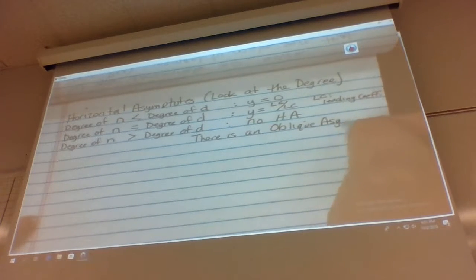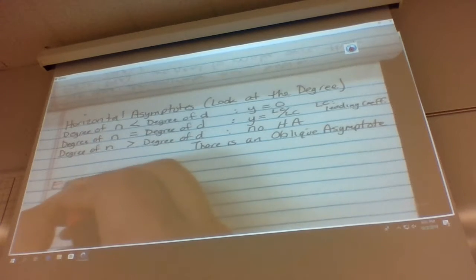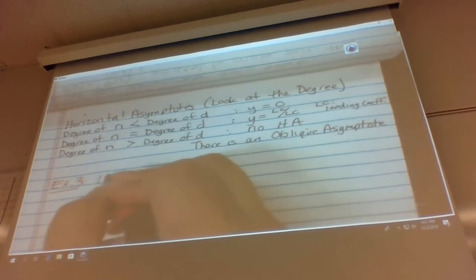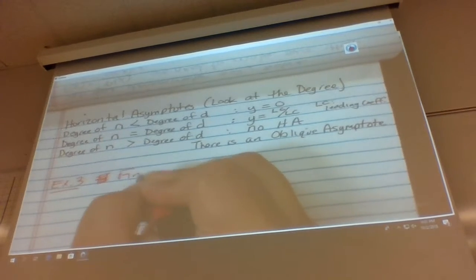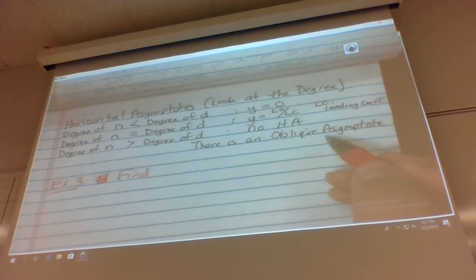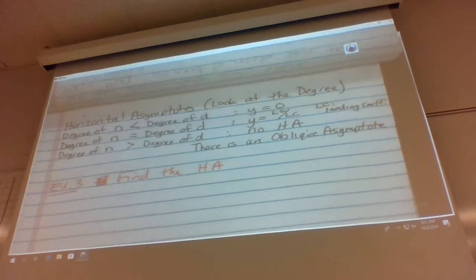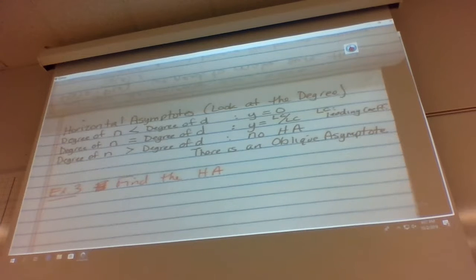So, for example number 3, I believe, find the oblique, O-B-L-I-Q-U-E. Is it really going to make an oblique on the graph? What does the word oblique mean to you? It's a slant. Right. In engineering, that's how we do oblique. So they use the word oblique or slant, it means the same thing.